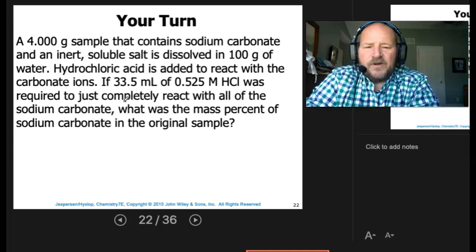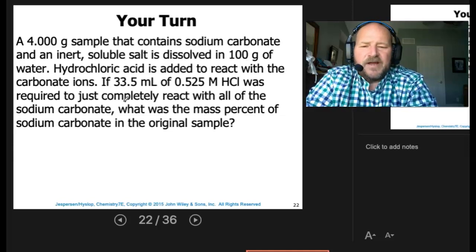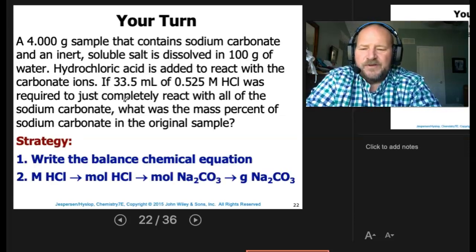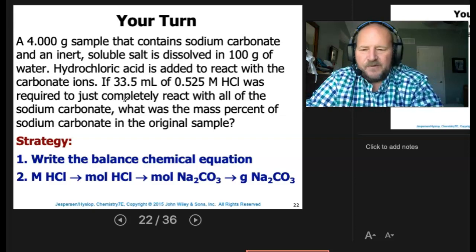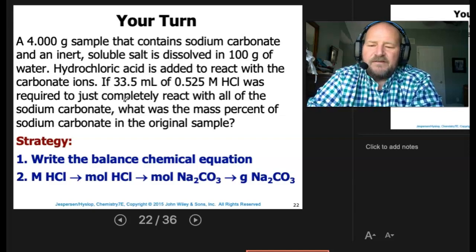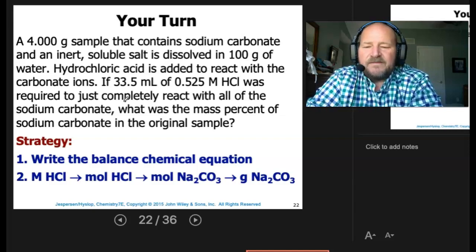All right, so hopefully you paused the video. You went ahead and gave this problem a try, and now let's see how it's going to work out. The first thing you're going to want to do is write the balanced chemical equation. Then you're going to take the molarity of the HCl, convert it to moles of HCl, to moles of sodium carbonate, to mass of sodium carbonate.